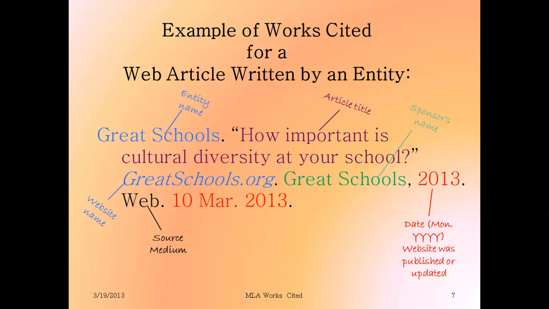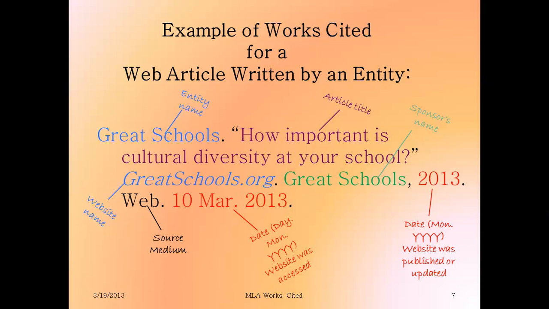Finally, we have to put the date that we accessed the website, and we do that in a certain format. We put the actual number of the day. So I accessed this on March 10th, so I put 10, space, and I put the month, but I have to abbreviate the month. Whenever you're doing Works Cited, you have to abbreviate all the months with 3 letters and a period. The only months you don't abbreviate are May, June, and July. And finally, I put the 4-digit year.